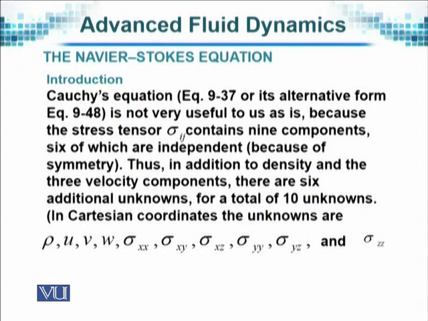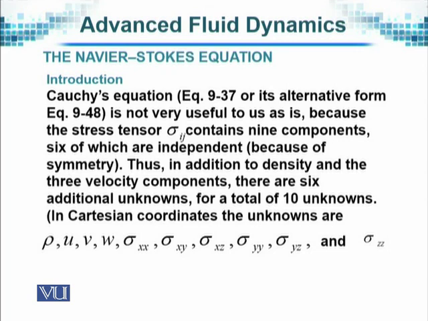We derived Cauchy's equation in three different ways, and it was good to see that we arrive at the same result. But for practical purposes, they are not of much utility. The reason being that it contains 6 stress tensors. Altogether there are 9, but it contains 6 components that are independent by symmetry. It has pressure components also.